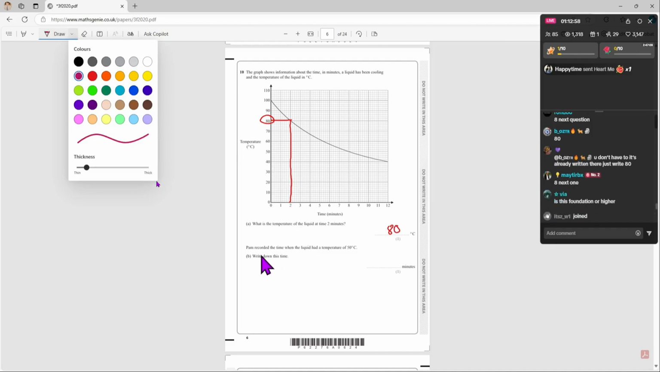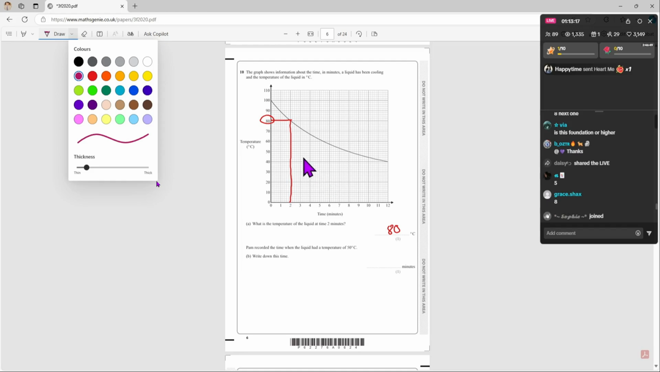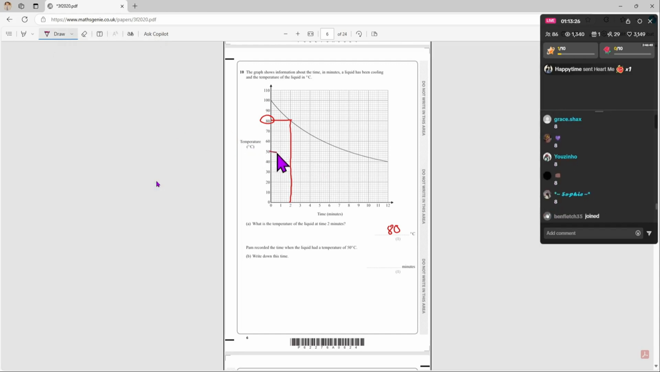And then we have Pam recorded the time when the liquid had a temperature of 50 degrees. Write down this time. So how long did it take? He was at 50 degrees, so we're going to go from 50 and see how many minutes it takes. We go across, and then we touch the line, and then we go down to our x-axis, and you get 8 minutes. So our answer is 8 minutes, okay?